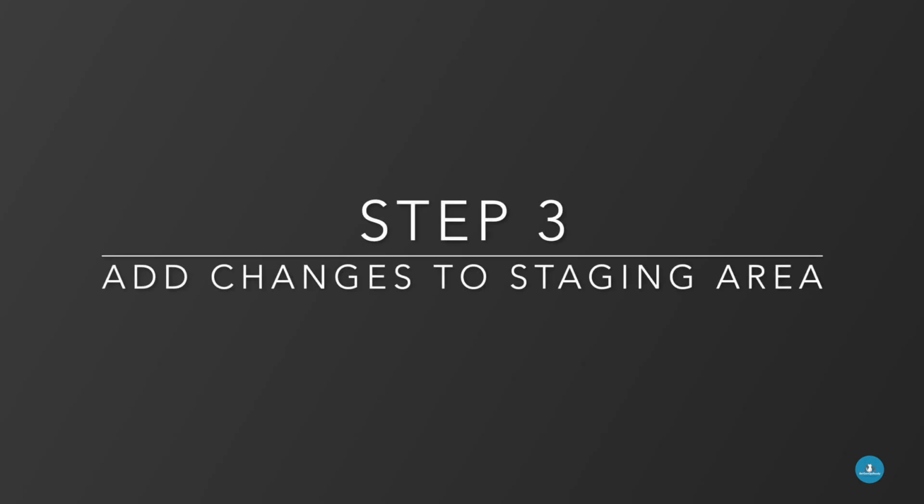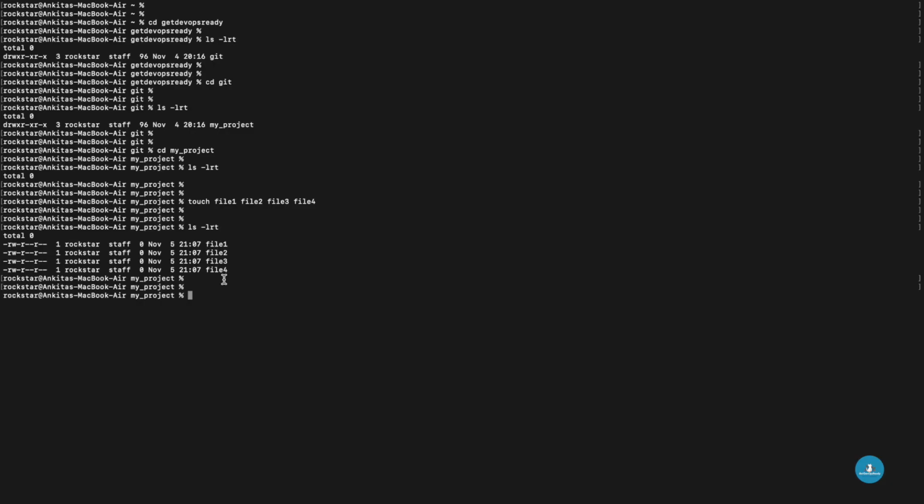Step 3 is to add changes to the staging area. To stage changes for your next commit, use the git add command followed by the file or files you want to stage. To stage all changes, use git add dot.